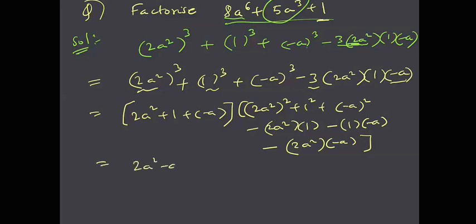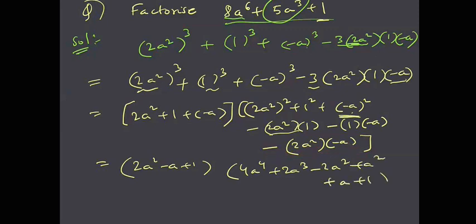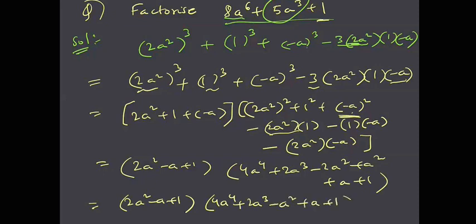So this is (2a square minus a plus 1) into, this is 4a power 4, right? And then I'm writing the cubic term. Cubic term is this one, so this is plus 2a cube plus 2a cube, and then the square term. Square term is this one, minus 2a square, plus a square. So this is plus a plus 1. So this is finally (2a square minus a plus 1) into (4a power 4 plus 2a cube minus a square plus a plus 1).